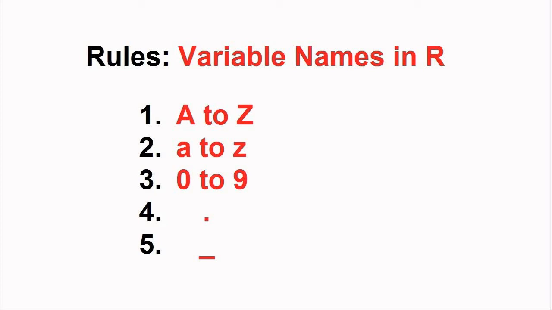Now, an identifier or a variable name or object name in R may consist of uppercase A to Z letters, lowercase a to z, and numbers from 0 to 9, a dot, full stop, period, and an underscore. But there are certain rules to follow.